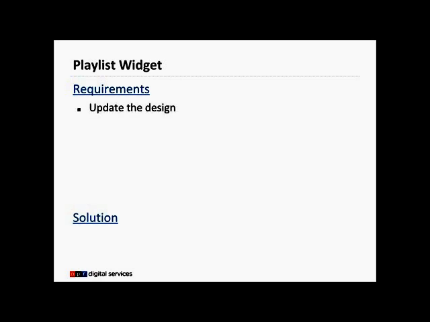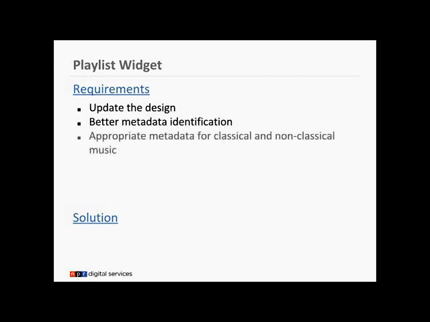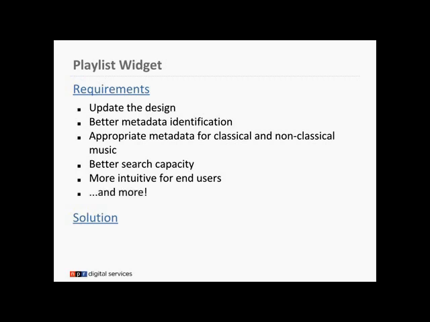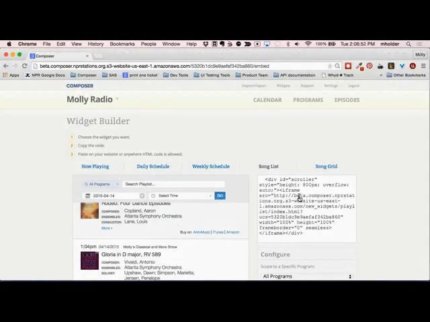Okay, so without further ado, let's jump right into the playlist widget. These are some of the requirements that we heard from stations and from end users. We needed to update the design. We needed better metadata identification, so what all this metadata is. We needed to differentiate between the metadata for classical programs and non-classical programs. Better search capacity, more intuitive for the end users, and lots more. There's too much to actually even write here, so I'll talk to you about how we approached this. Essentially, we just redesigned the entire playlist widget for you, and I'd like to show that to you now.